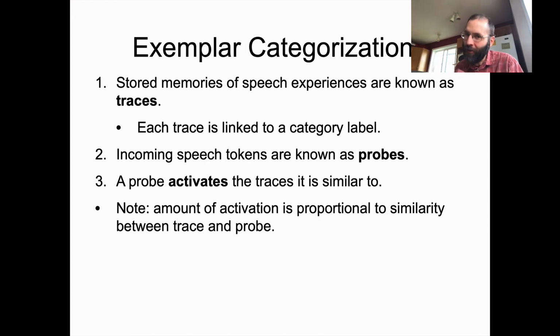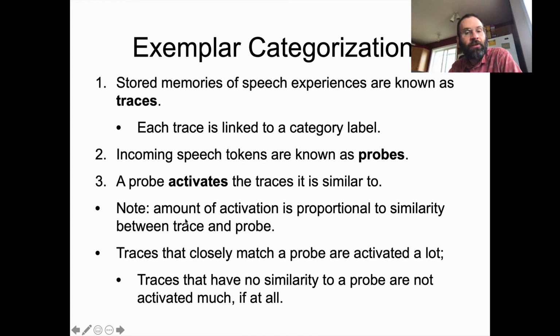And that's also the tricky part of this model, to figure out exactly how similarity is judged if you're not clearly defining properties as definitive for a category or not. You still have to use something to get that measure of similarity. So traces that closely match a probe will be activated a lot. Traces that have no similarity to a probe won't be activated much, if at all.